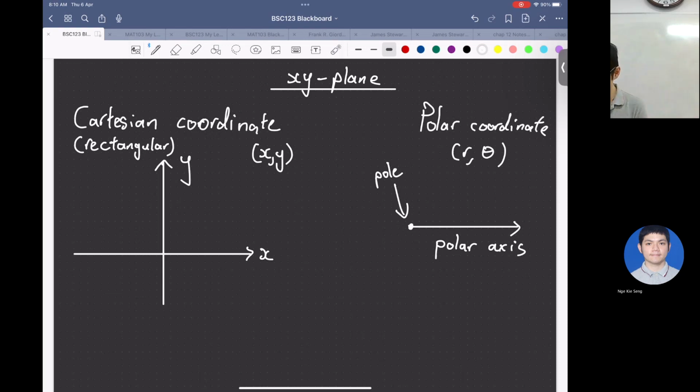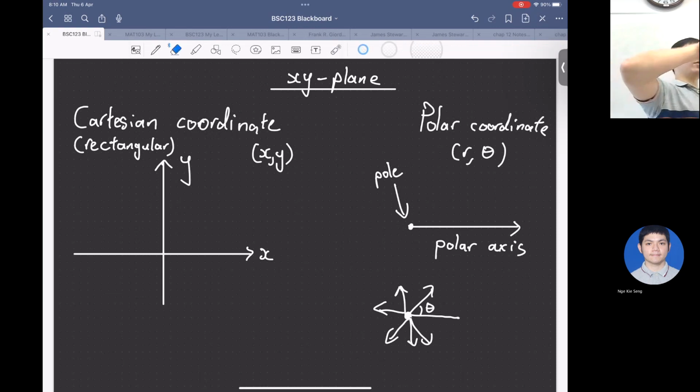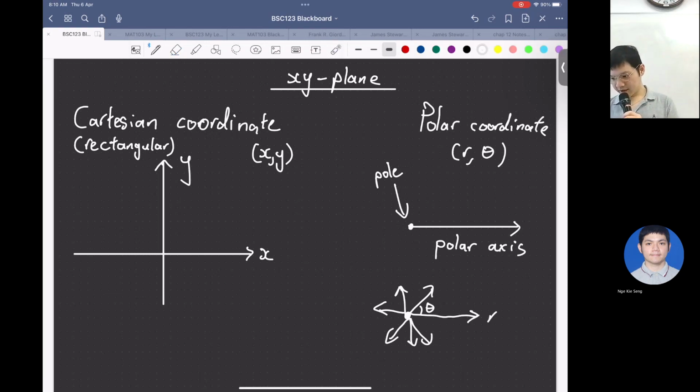Anyway, you should think of it this way. This polar axis should rotate around this pole, so that you can get all the forms of theta, and then this axis can grow long and short, or grow negatively. So this is the r.